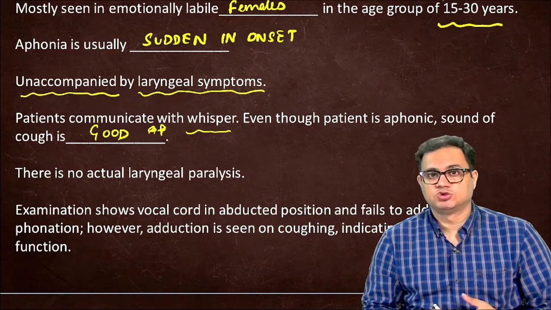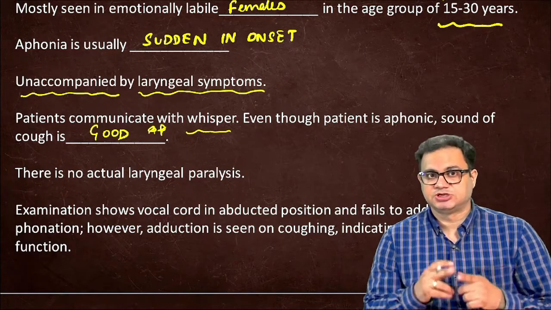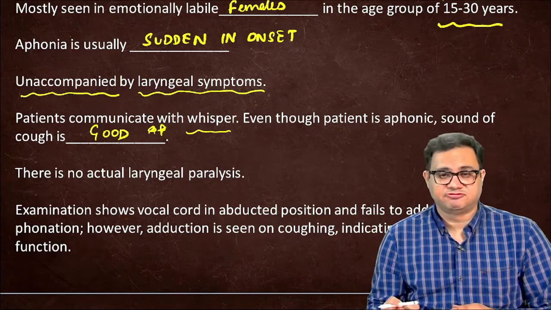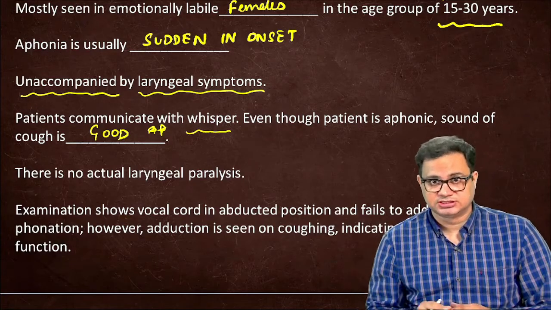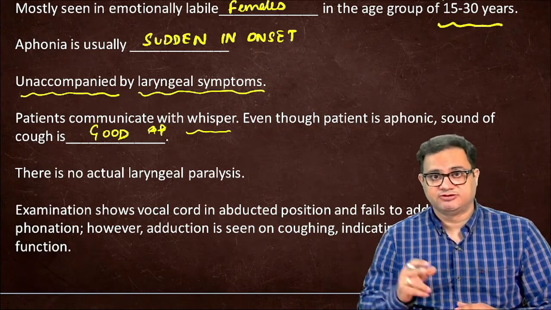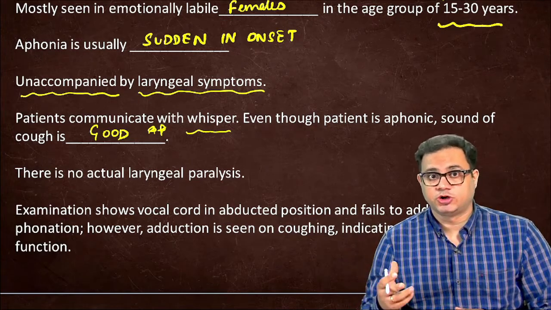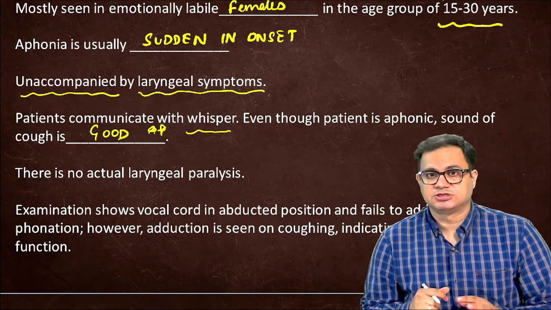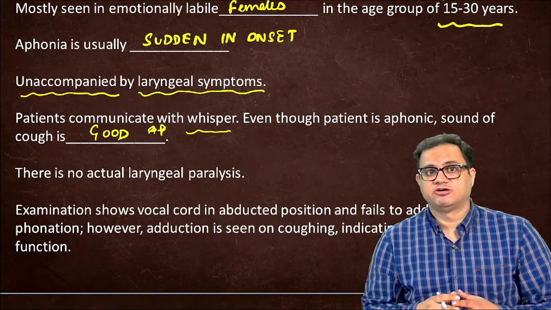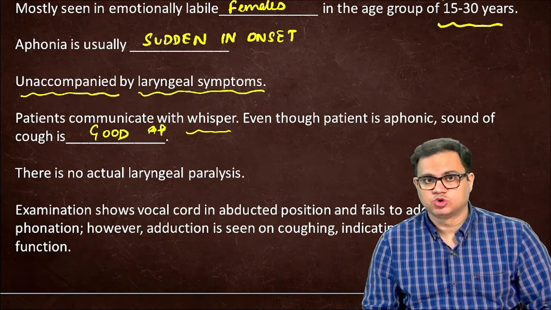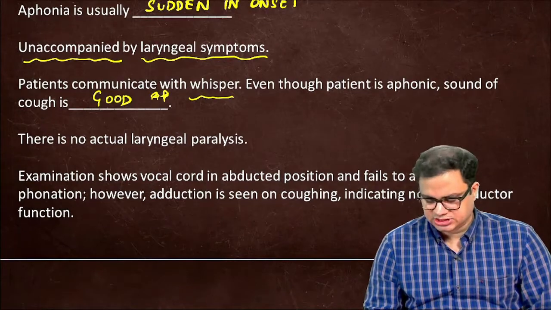How will you diagnose without any examination that the patient is having a functional aphonia? First of all, the patient will be a female in the age group of 15 to 30 years. The attendants will tell you that she has sudden onset aphonia. Now she will be communicating with you only by whisper. And when you tell the patient to cough, the sound of the cough is good. And when you do indirect laryngoscopy, you will not find any laryngeal paralysis.